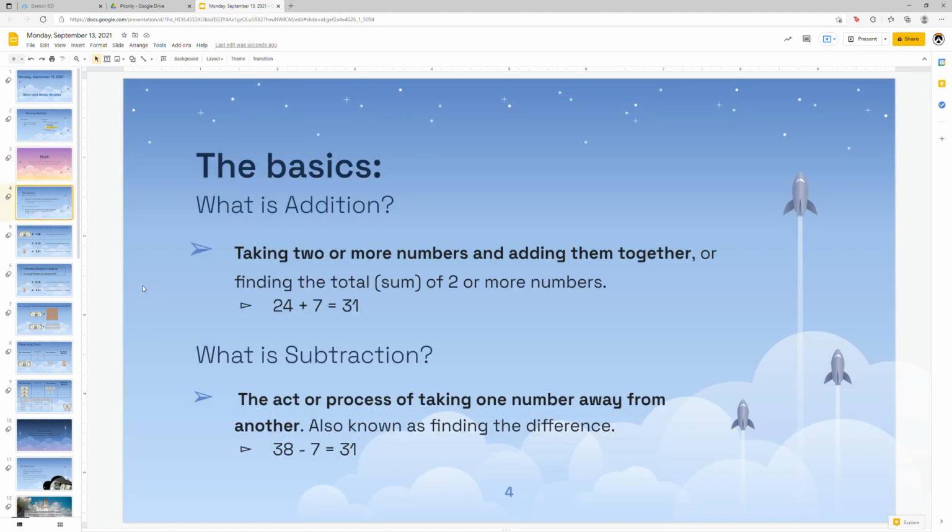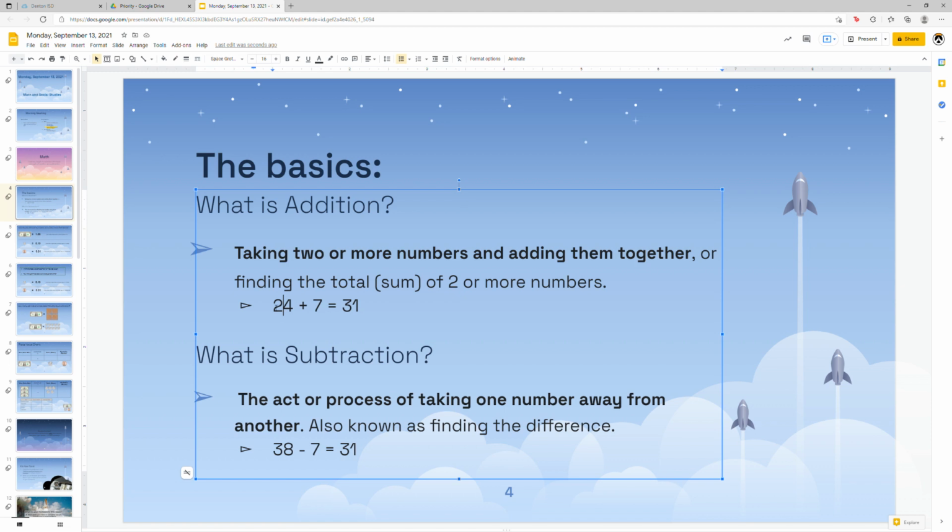So hopefully we know this already, but what is addition? Addition is taking two or more numbers and adding them together, or finding the total, also known as the sum, of two or more numbers. And there's a quick example: 24 plus 7 more would be 31.